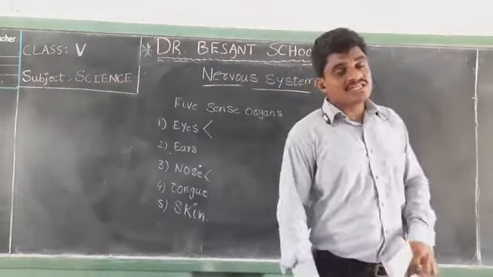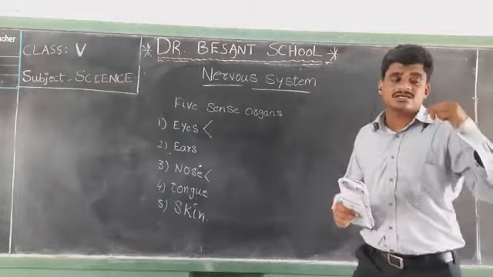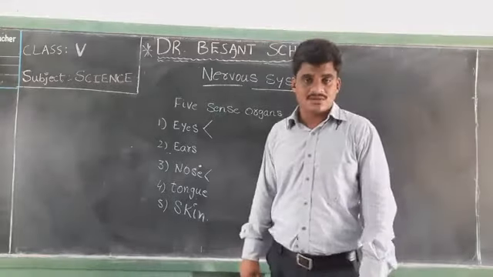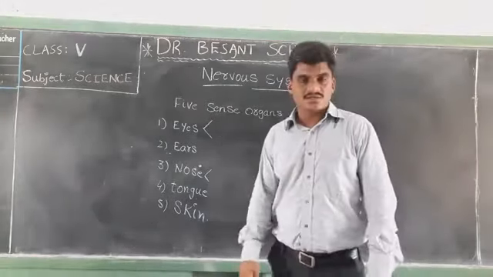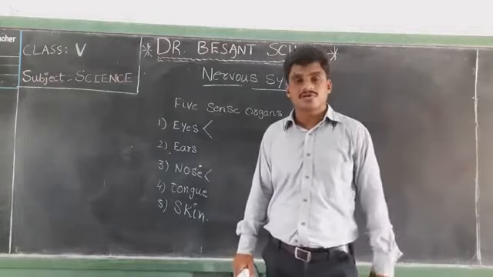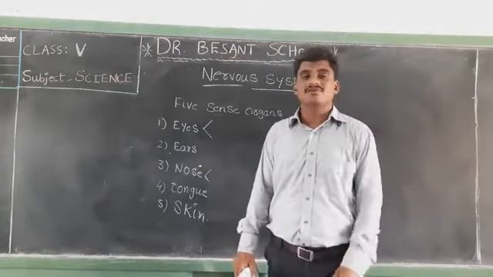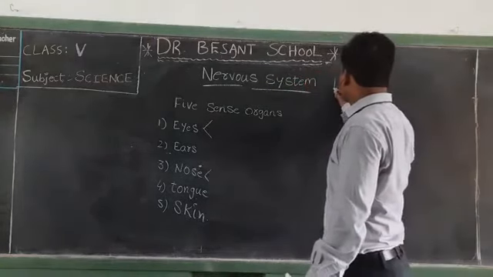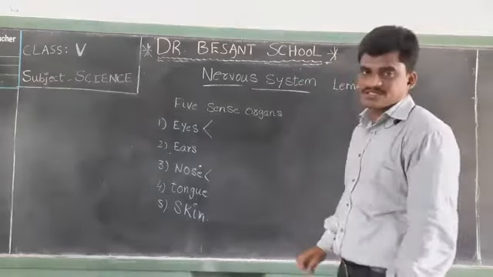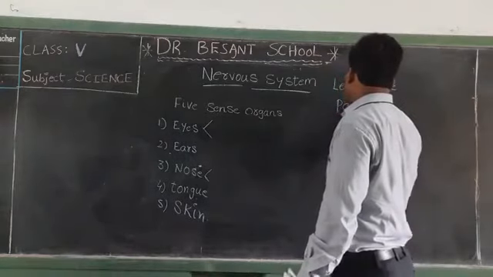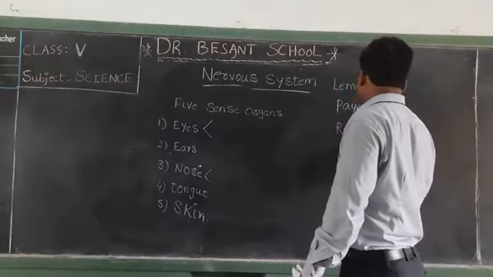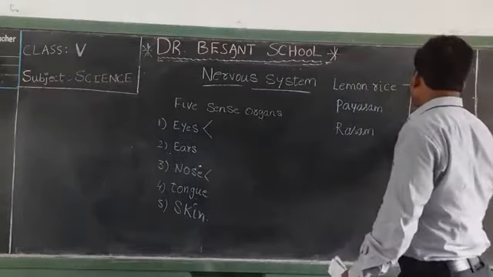Now, with the help of eyes, we recognize different kinds of things. Our brain can recognize different kinds of things with the help of eyes, for example, food dishes. What are the different food dishes? If I show you pulihora, lemon rice, you can identify the lemon rice by seeing it, because it is yellowish in color and contains rice. Payasam, rasam, any food item we can identify with the help of eyes.